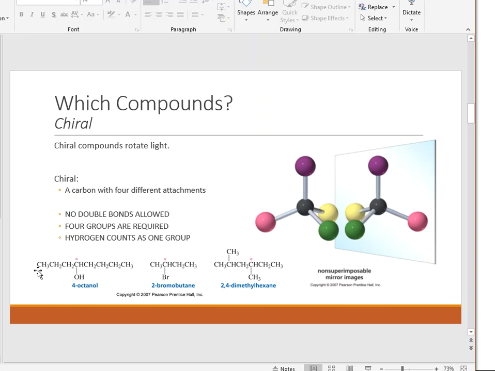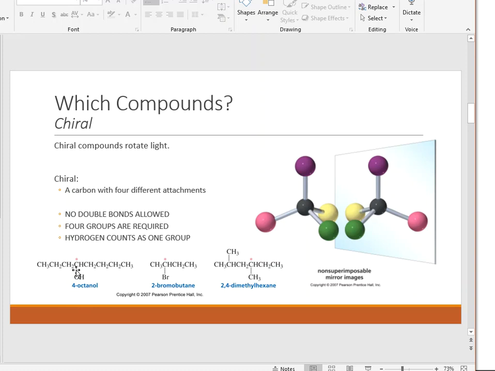The 1st carbon would not be chiral. The 3rd carbon would not be chiral. Notice there's 2 hydrogens on that 3rd carbon, 3 hydrogens on that 1st carbon. All 4 have to be different. If you go to the 5th carbon, that would not be chiral. The 6th one would not be chiral. The 7th one would not be chiral. And the 8th one would not be chiral. Because again, they all have more than 1 hydrogen that's attached. So that carbon with the asterisk is the only chiral carbon in the entire molecule.